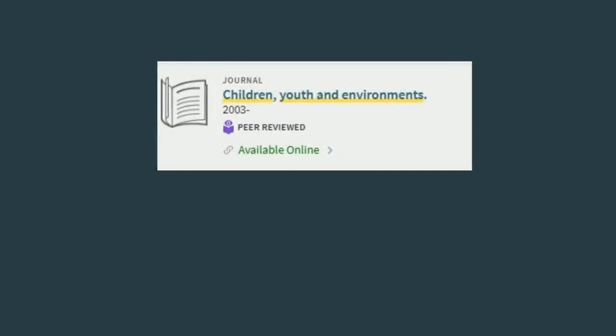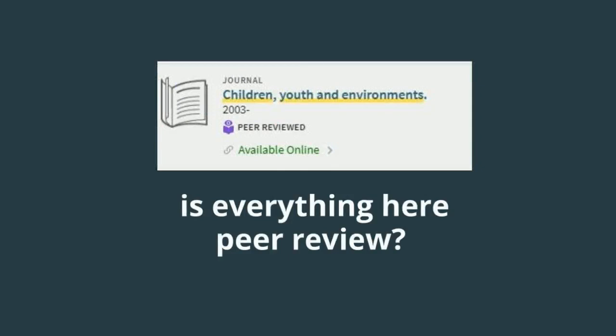For example, if you find an excellent article in the journal Children, Youth, and Environment and are unsure if the main articles are peer-reviewed, just Google the journal and you should be able to find its editorial policy.